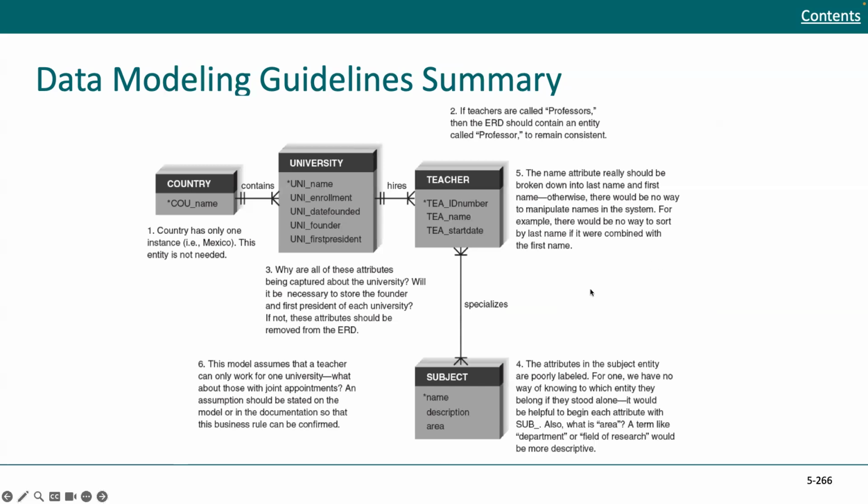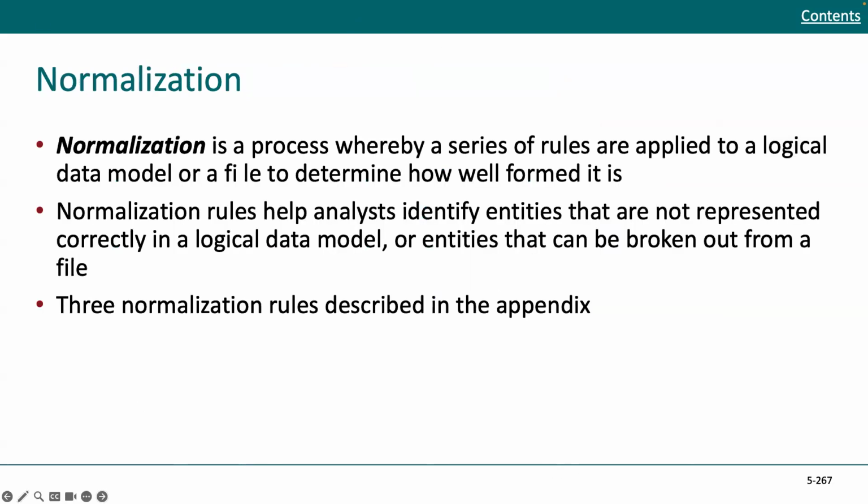And so you can see how we're picking at this a little bit, trying to figure out if we've got the best approach for data modeling. Here, the name attributes really should be broken down into last name and first name. Otherwise, there would be no way to manipulate names in the system. And finally, the model assumes that a teacher can only work for one university. What about those who have joint appointments? So those are just some thoughts you can be thinking about that give a more specific example of what can come up, to give you some data modeling guidelines.